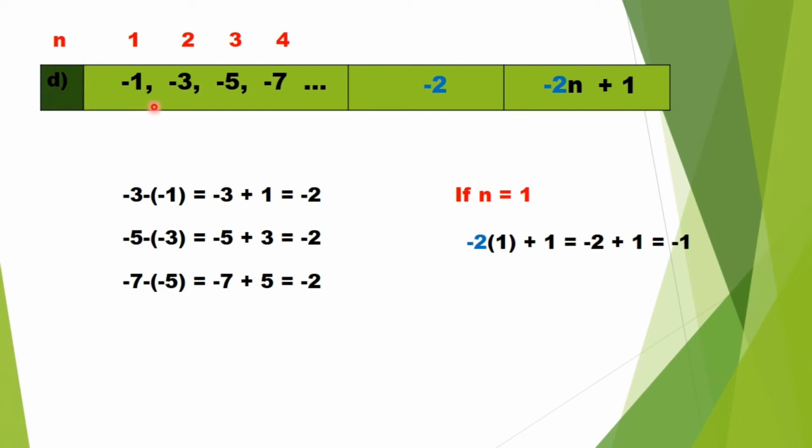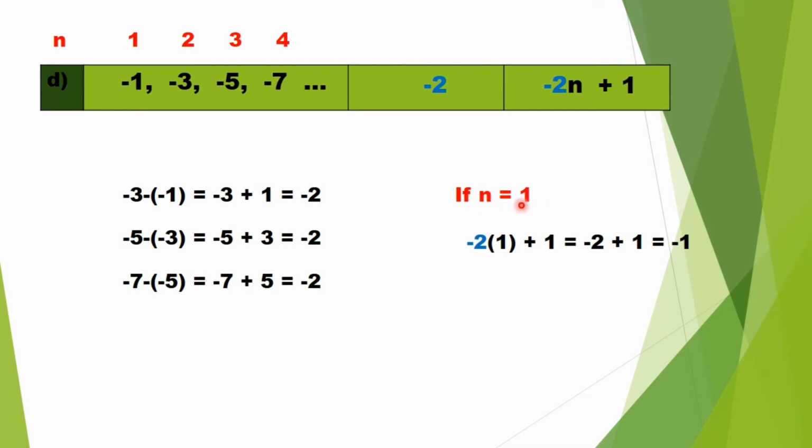Explanation on letter D. The sequence, find the difference. Negative 3 minus negative 1 equals negative 3 plus 1 equals negative 2. Negative 5 minus negative 3 equals negative 5 plus 3 equals negative 2. Negative 7 minus negative 5 equals negative 7 plus 5 equals negative 2. Their common difference is negative 2.